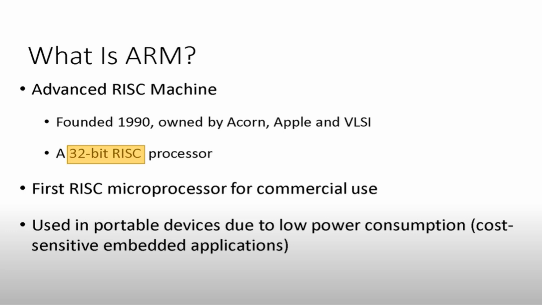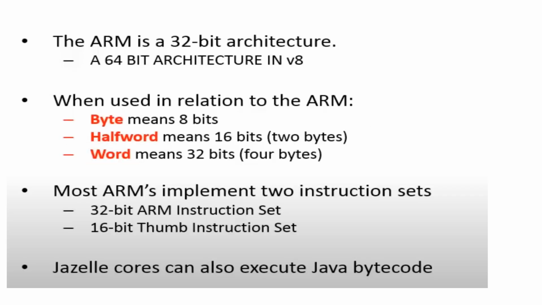It is a 32-bit RISC processor, the first RISC processor mainly used for commercial use. It is mostly used in portable devices because power consumption is very low. This ARM is a 32-bit architecture, and a 64-bit architecture in V8. Up to V7 it is 32-bit architecture. After V8 it is a 64-bit architecture.